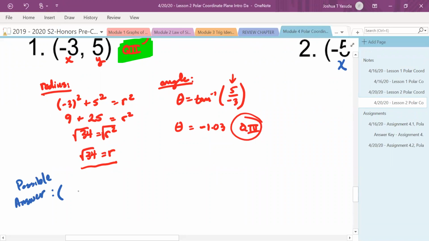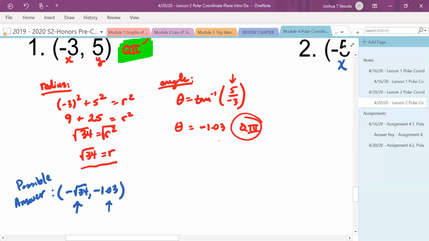Right, so a possible answer could be negative radical 34, comma negative 1.03. What does that mean? That means this angle is in quadrant 4, but because the radius is negative, it reflects over the pole and ends up in quadrant 2.